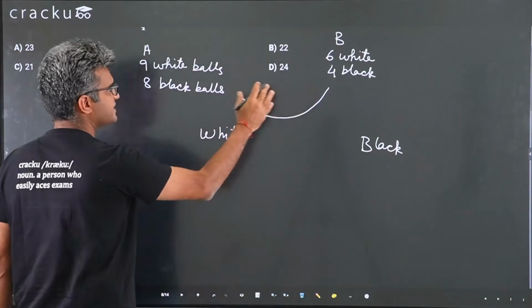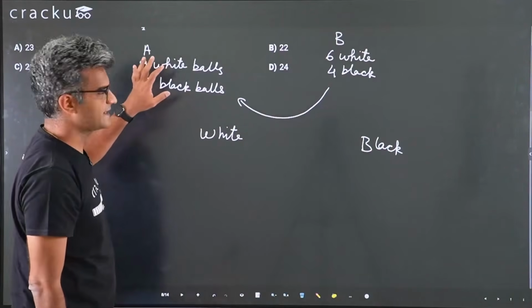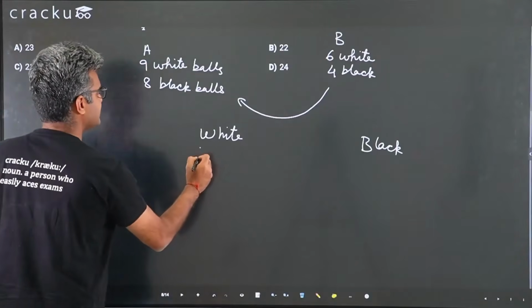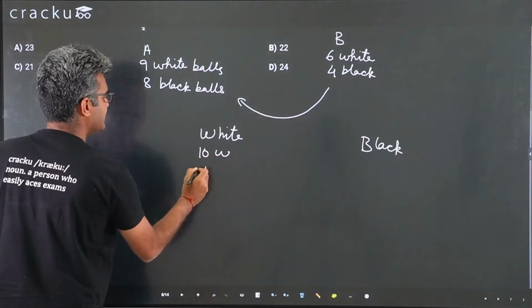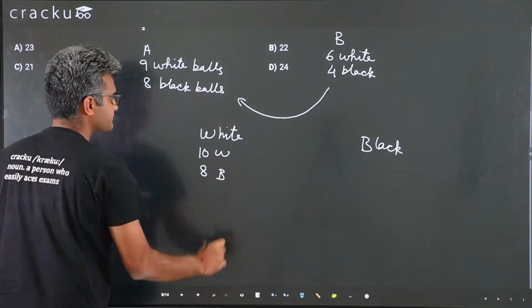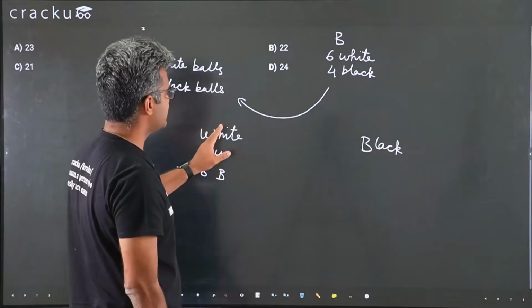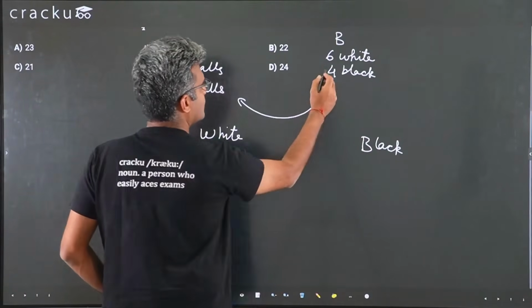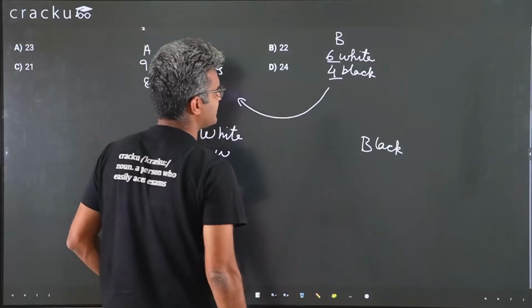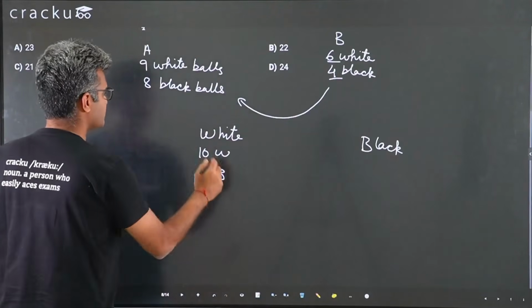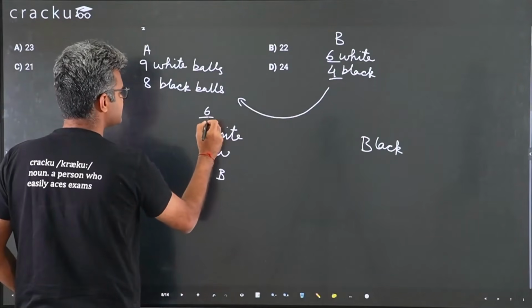If the ball that is picked is white, how many balls will be there in bag A? There will be 10 white balls and 8 black balls. And what is the probability that the ball picked is white? Out of the total of 10 balls, 6 is white and 4 is black. So the probability that this case exists is 6 by 10.